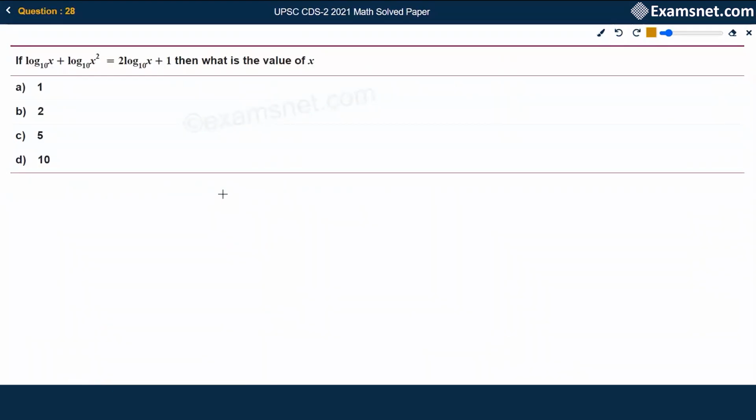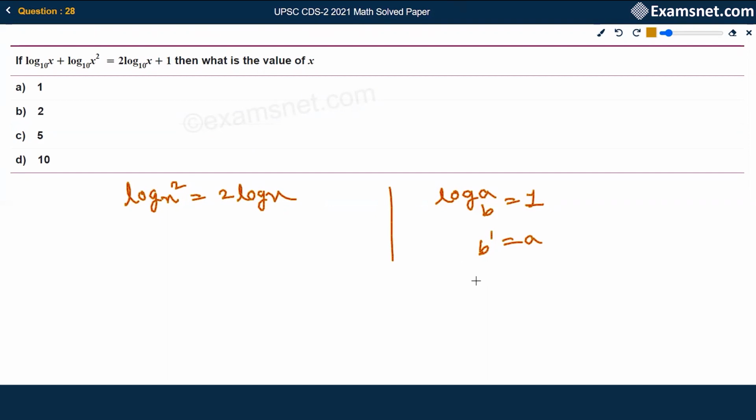In question number 28, it is given that log x squared to the base 10 equals 2 log x to the base 10 plus 1. Then what is the value of x? We know log x squared will give us 2 log x. And also, if log a to the base b equals 1, that means we can write b to the power 1 equals a. This comes from the very basic fundamental concept of logarithm.